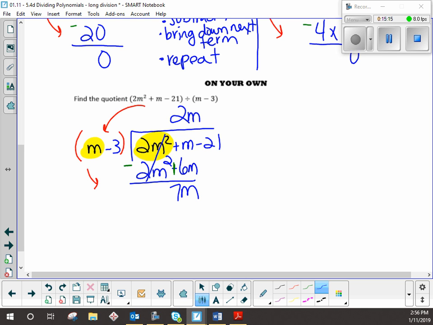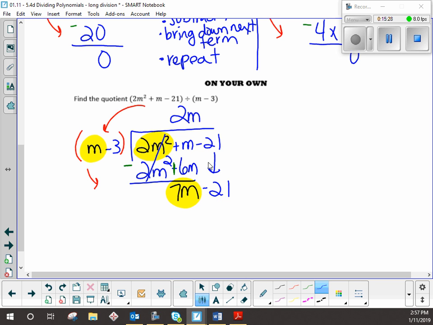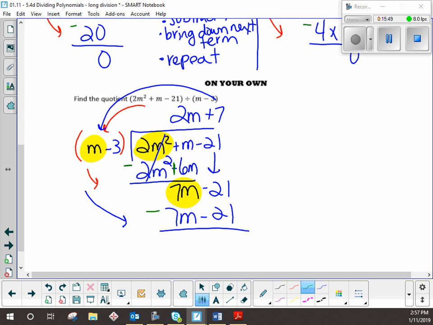Bring down the negative 20. And everything starts all over. So I'm looking at the first term in the divisor and the first term here, and I'm saying m times what is 7m? Right? Positive 7. So I take that 7 times the divisor, the m minus 3, and that's 7m minus 21. And I am subtracting both of those off, which means changing their signs. Right, and I get a remainder of 0 because they both cancel out.